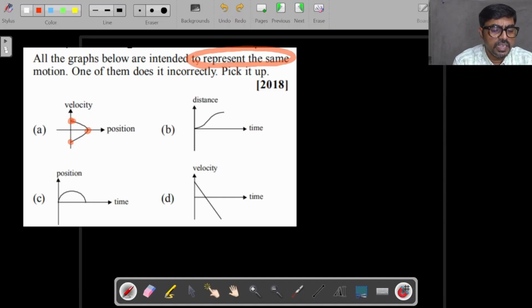Let us go with the other graphs. Look at the D option. On one side you have a positive slope, so velocity is positive, and on the other side you have a negative value.